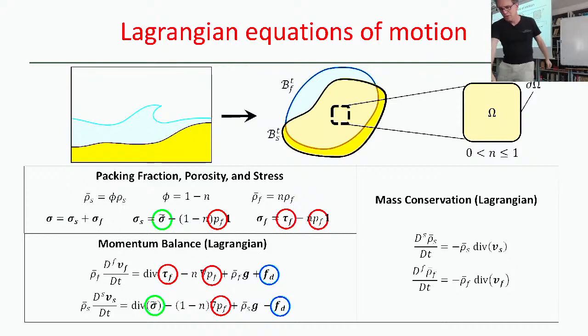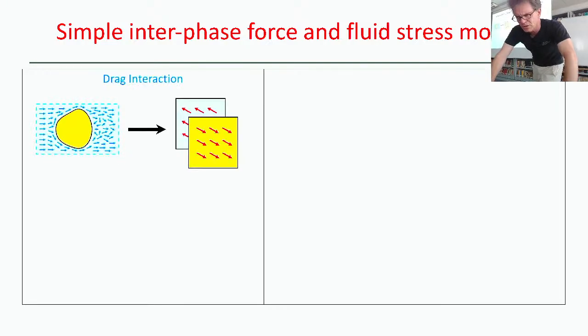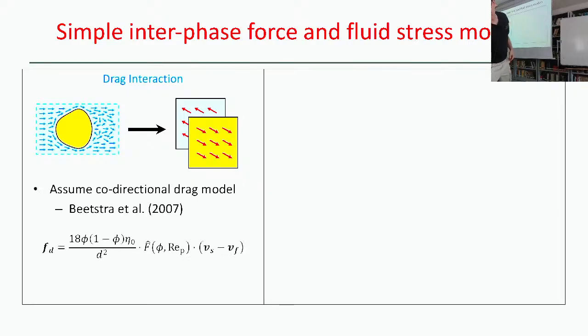All right, so let's go ahead and just summarize how we're going to do that. So the drag interaction. So in the drag interaction, what I need is a force of one phase on the other if they're not moving with the same velocity. So for that, we're going to use something called Beetstra's model, right? Which is a very advanced version of what you might think of as Darcy's law or the Kármán-Kozényi model, where it's proportional to the difference in velocity between solid and fluid phases.